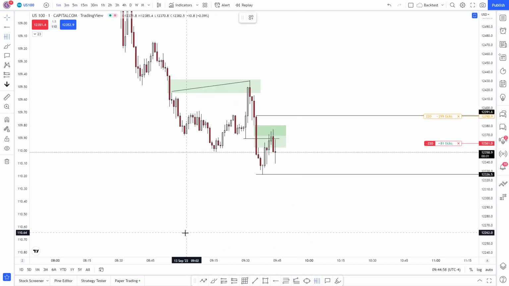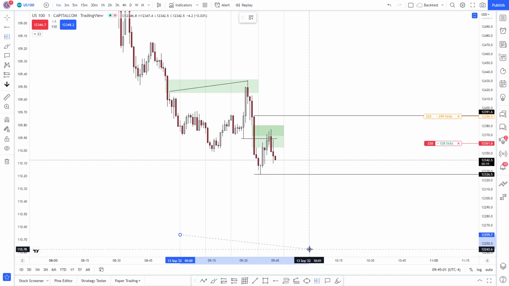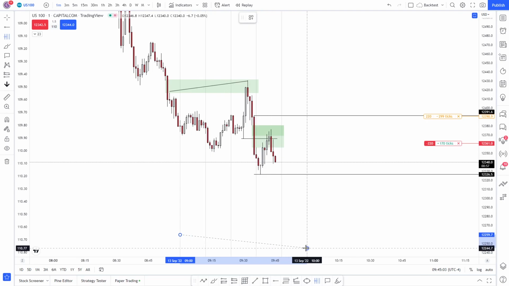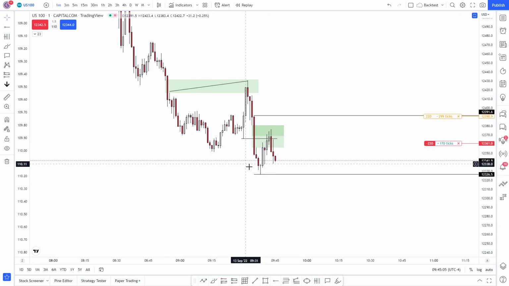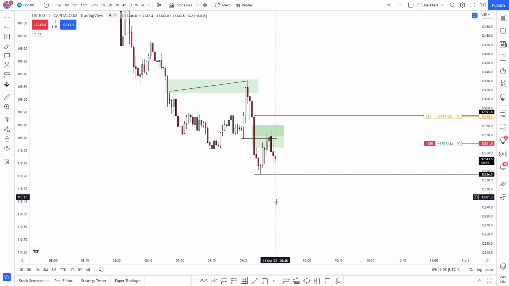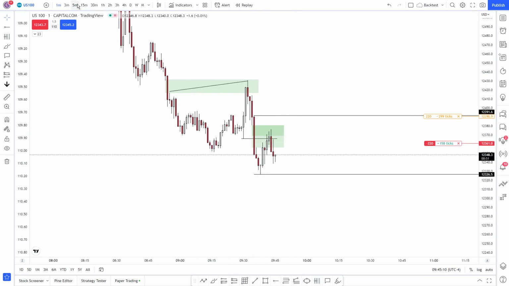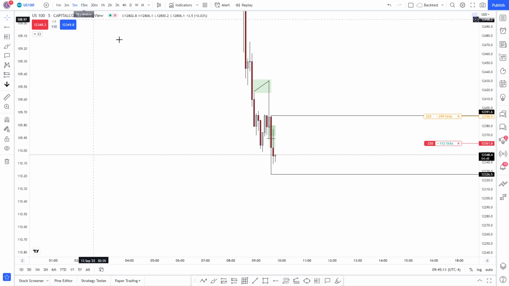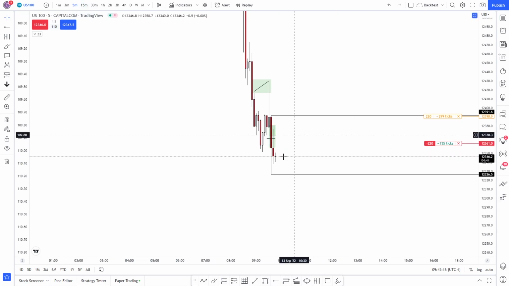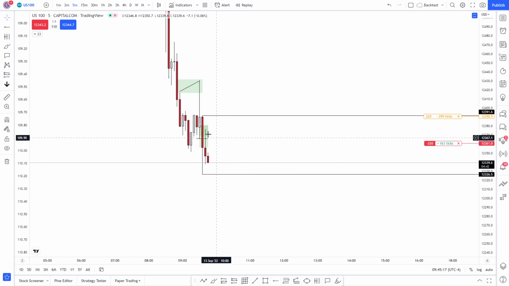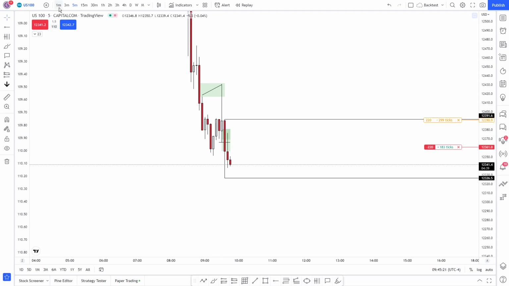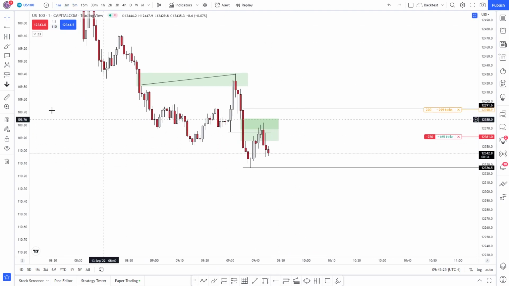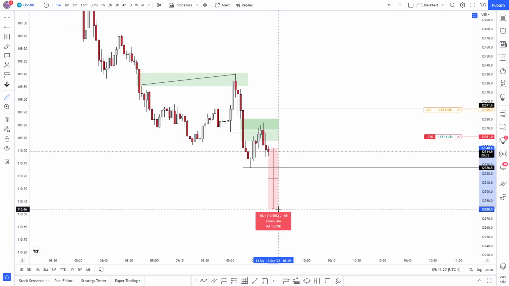Let's quickly have a look at something. So here's our expansion phase. This 5-minute candle closed inside of the previous 5-minute candle. So by that logic, this next 5-minute candle should give us a decent break.